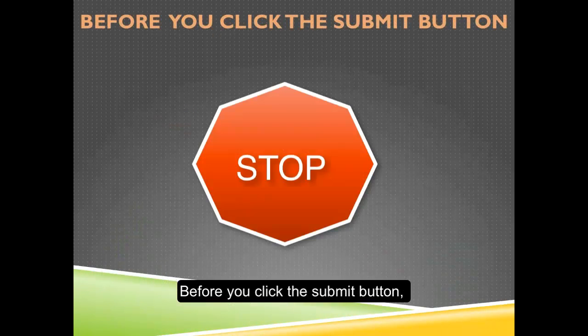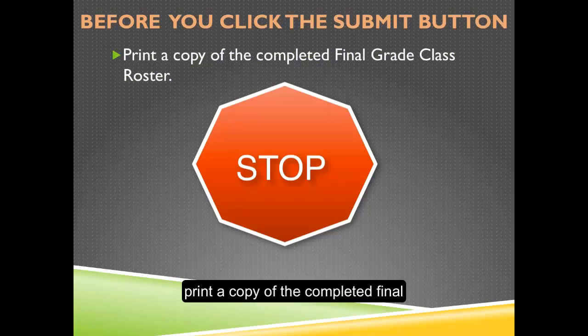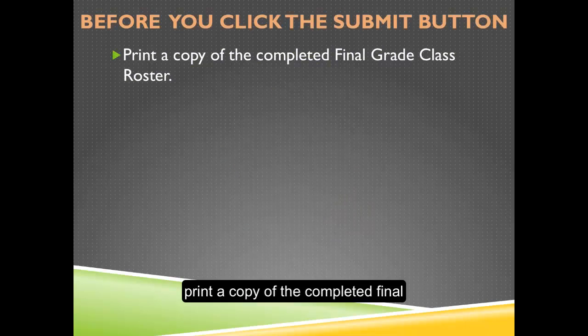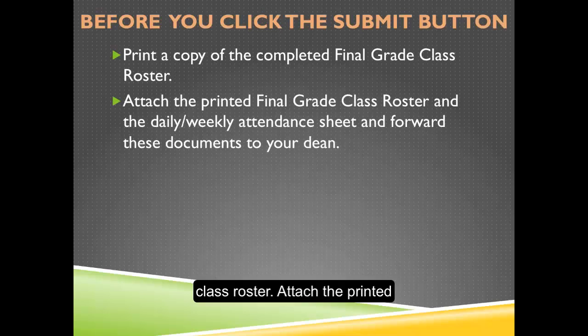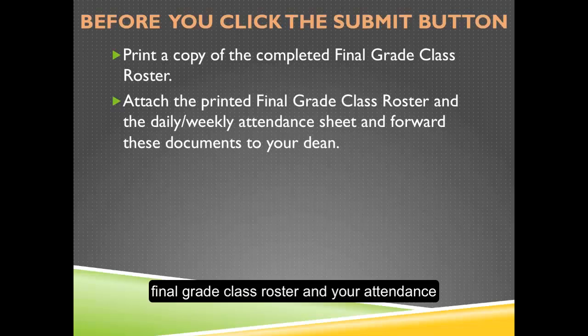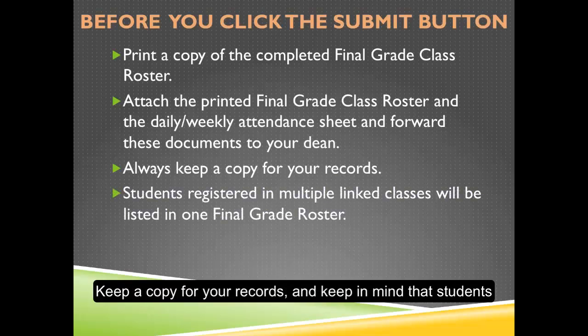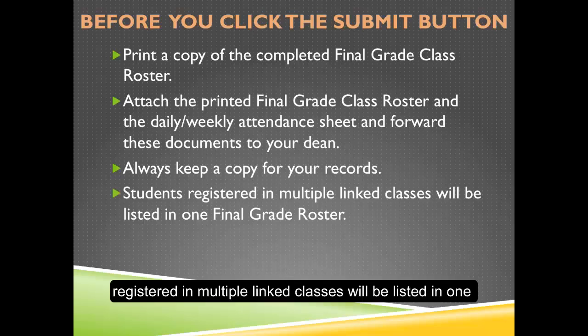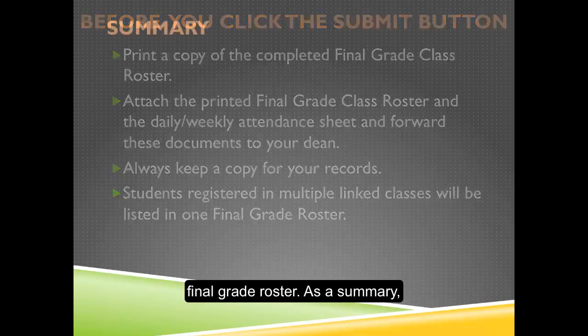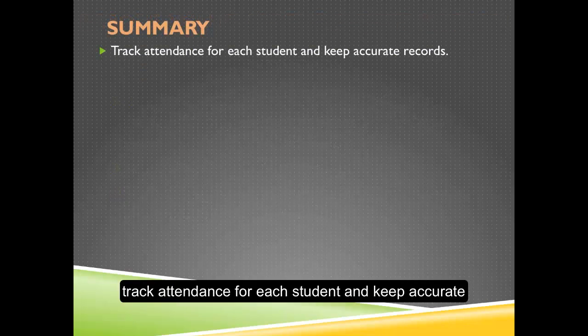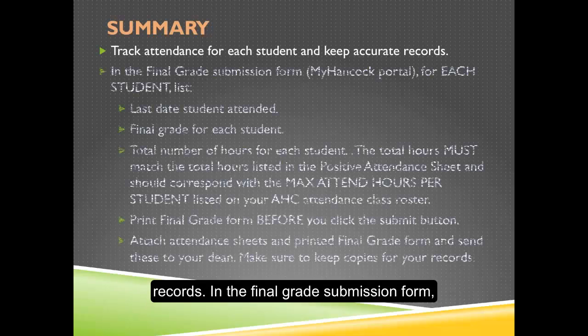Before you click the Submit button, print a copy of the completed final grade class roster. Attach the printed final grade class roster and your attendance sheet and forward these documents to your dean. Keep a copy for your records, and keep in mind that students registering for multiple linked classes will be listed in one final grade roster. As a summary, track attendance for each student and keep accurate records.